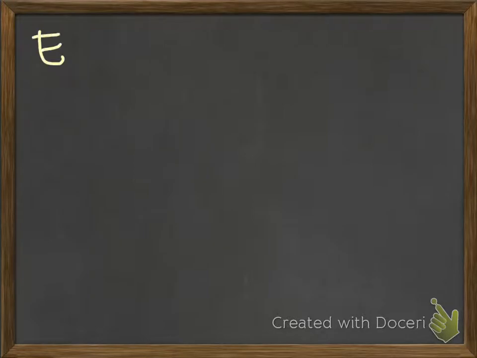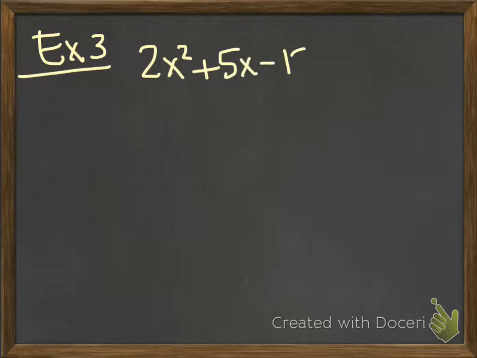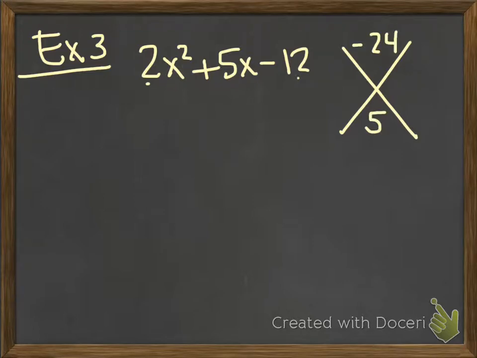Okay, example 3. Here's 2x squared plus 5x minus 12. Okay, you're going to do a diamond. 2 times negative 12 is negative 24. Has to add up to 5. Okay, those two numbers would be positive 8 and negative 3.